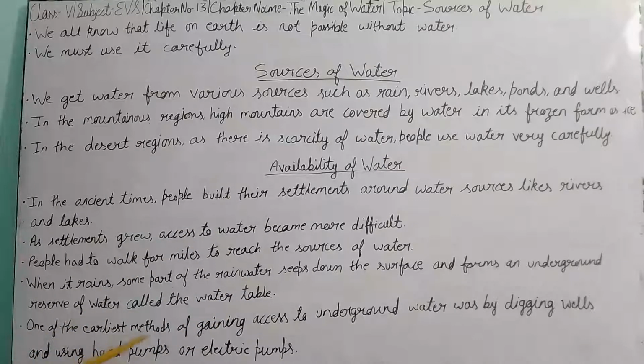One of the earliest methods of gaining access to underground water was digging wells and using hand pumps or electric pumps. In earlier times, the normal method to get water was digging wells and using hand pumps. And after the coming of electric pumps, those were also used to get the water.